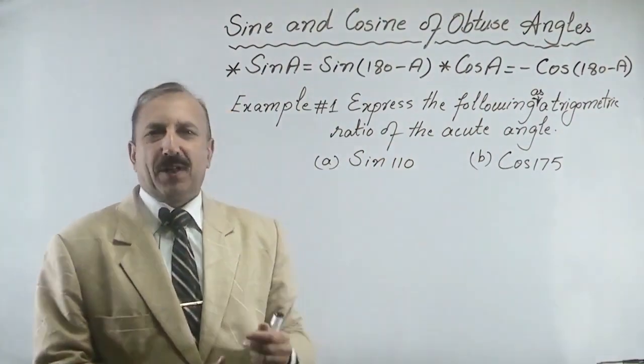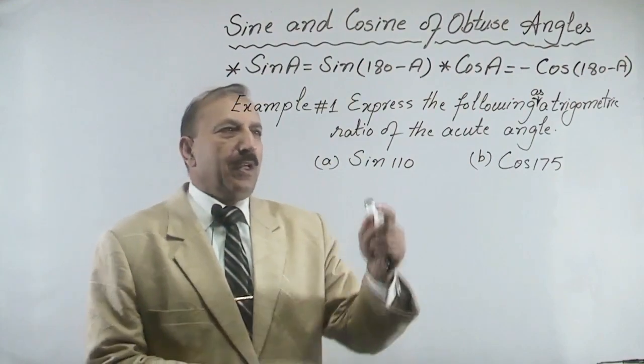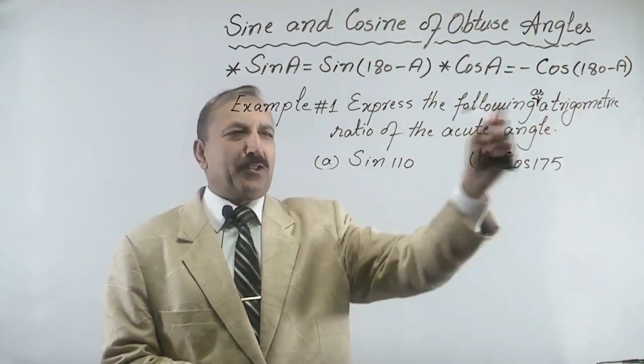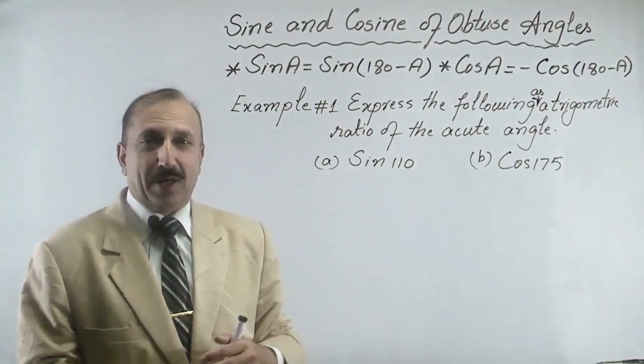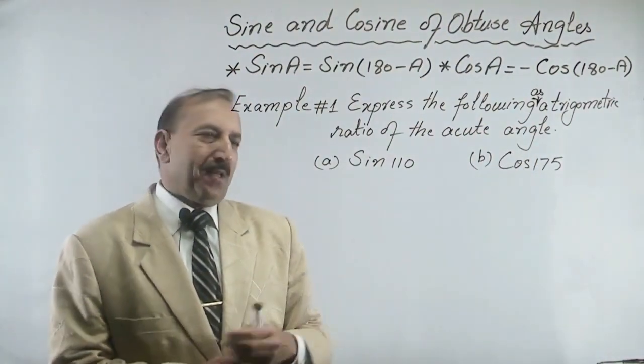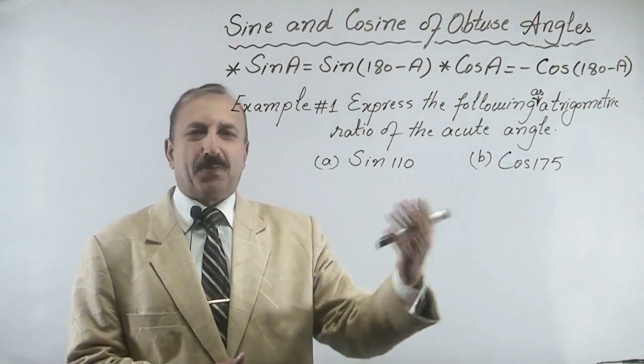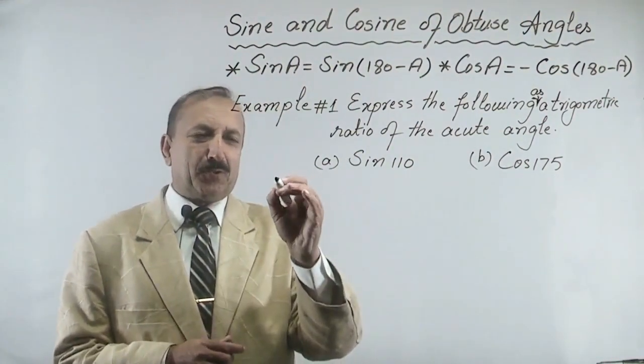Here is one example I have considered, my dear student. Express the following as a trigonometric ratio of acute angle and then find the value of that given function. Here we have two parts, part A and B. Let's find the solutions.